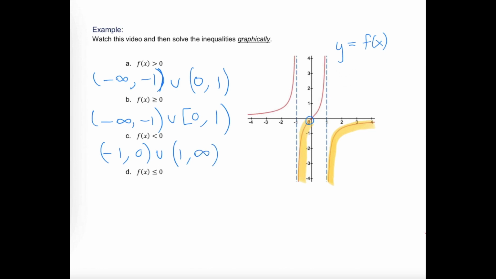Now, for the next one, when we're allowed to have y is equal to 0, this is where we're going to say -1 to 0. We're going to include the 0, but again, not the 1s.